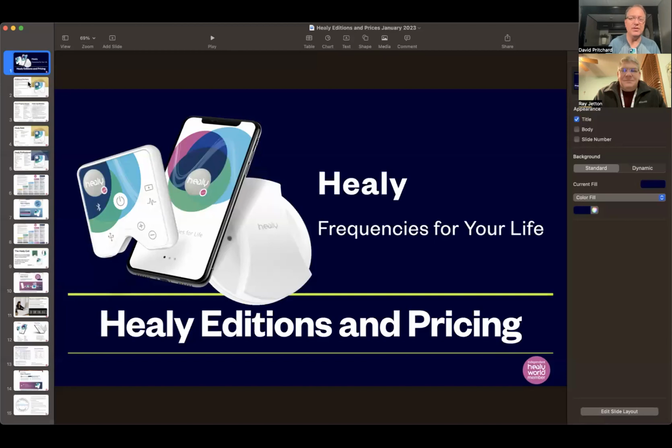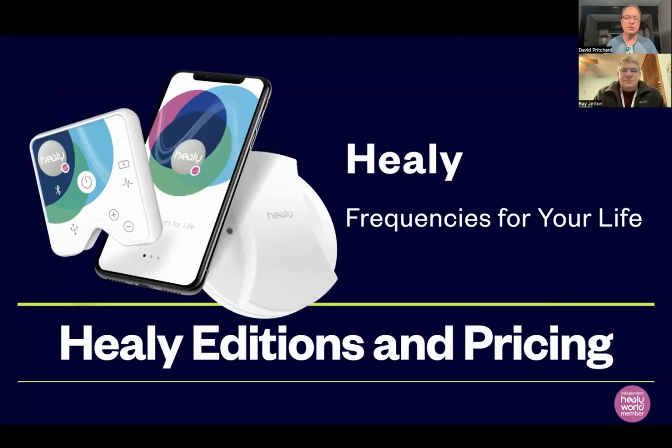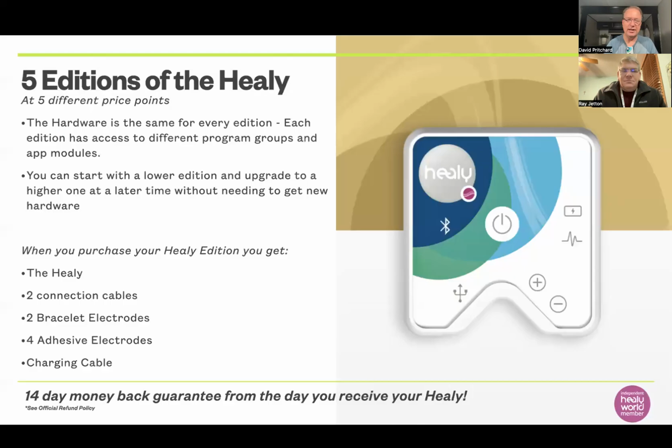Let's go right into an overview of how you get a Healy, what they cost, even a little bit on the aspect of our business that we can do if it's optional if you want. So here's the Healy. You use it with your phone, but we also have the Mag Healy. There are 5 editions of the Healy device. Editions just mean versions. It just means you have fewer or more programs and app modules. Remember, I'll show you that on the next page, but hardware is the same for every edition.